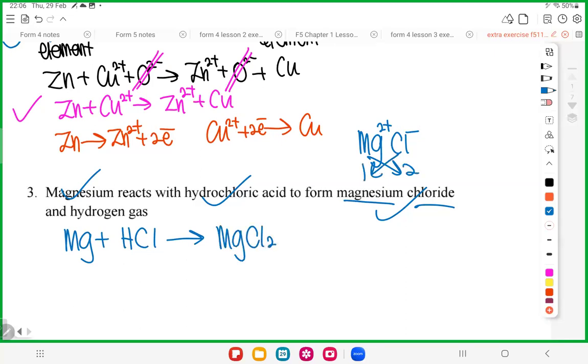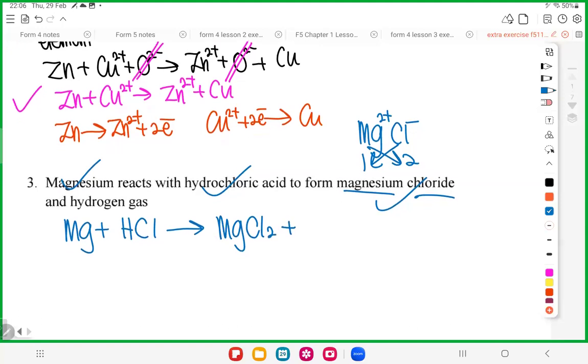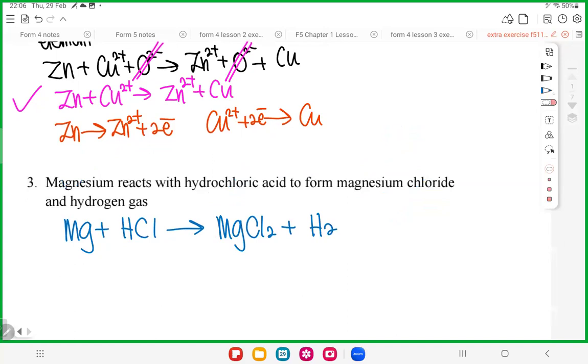MgCl2. Okay? All right, good. I see a lot of you type MgCl2 in the chat box. Fantastic. Hydrogen gas, H2. Okay? That's it. So now after you do the chemical equation, please balance it.